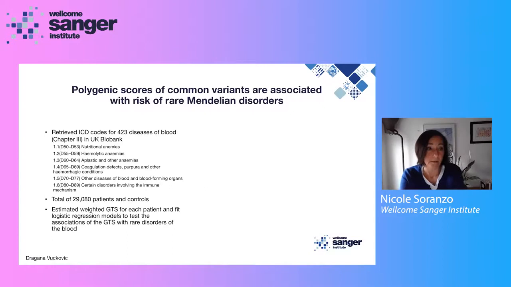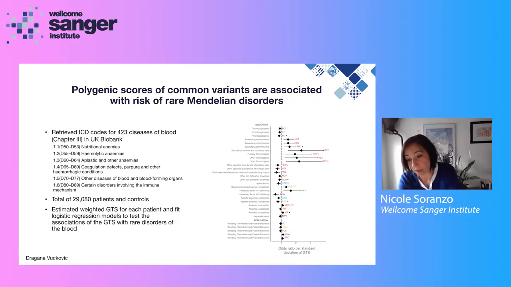So for UK Biobank, we retrieved ICD codes for 423 different diseases of blood using the chapter 3 definition, and that defined 29,080 patients and controls. And then for each of these, we estimated a weighted genetic risk score, or a polygenic risk score, for each patient and fit logistic regression models to test the association of the GRS with the rare disorders of the blood. So the results for association surpassing our experiment-wide significance threshold are shown here.